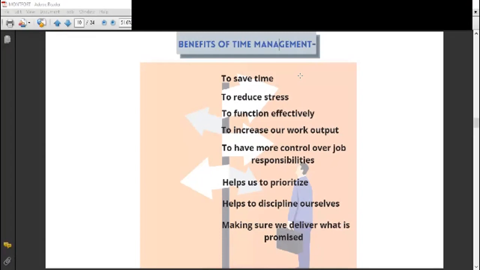And at the end of the day, we can pat ourselves and say, okay, whatever tasks I have planned for today, I was able to accomplish them. I was able to do it. So it brings positive vibes in us.